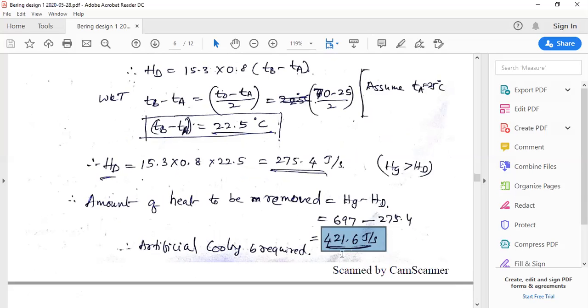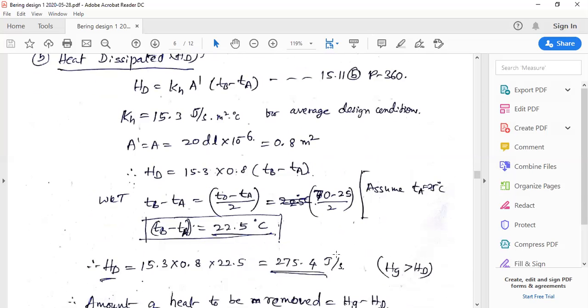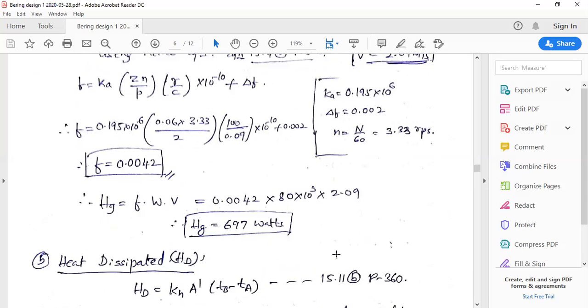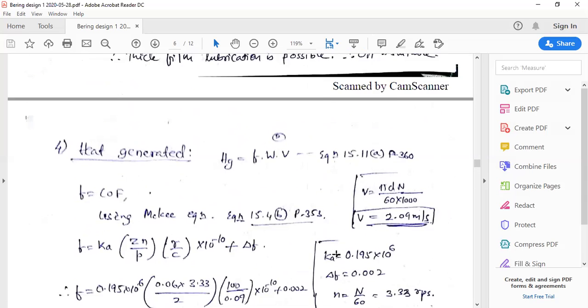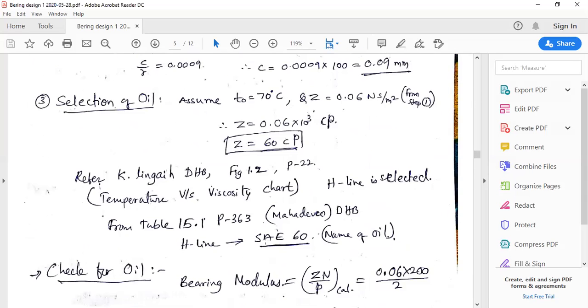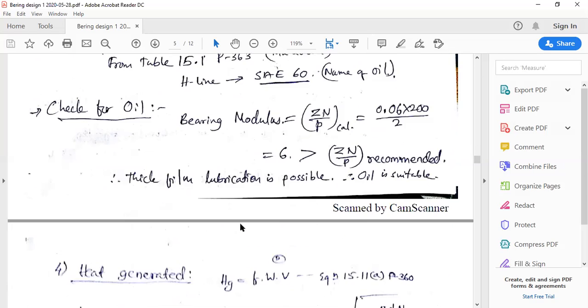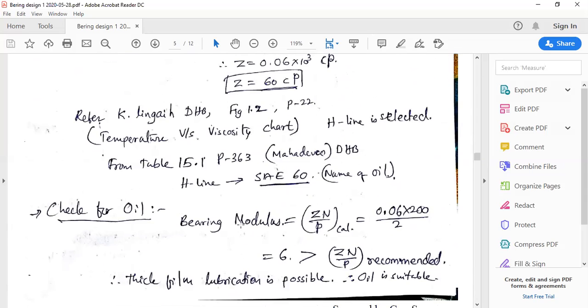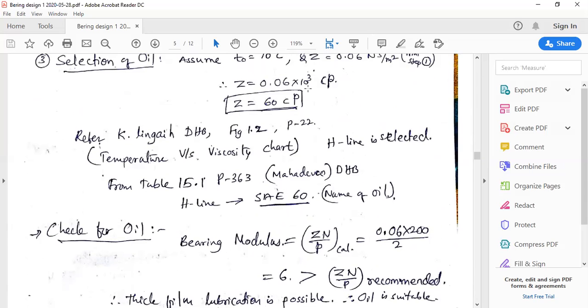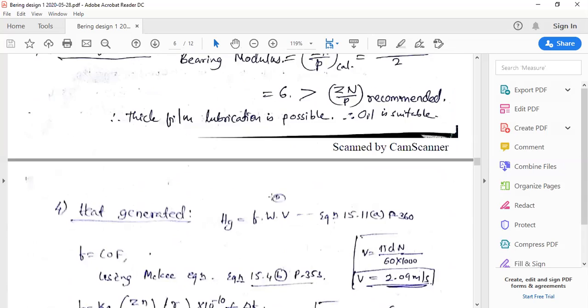So this is up to step number 5. All other steps are the same as in the previous discussion. Only in step 3, the Lingaya data handbook is to be used. Instead of converting the given Z into kinematic viscosity, directly we can convert it into centipoise, and we can name the oil. With the known name of the oil, we can get the Z value in centipoise, then easily convert it into Newton second per meter square by dividing that value by 1000.